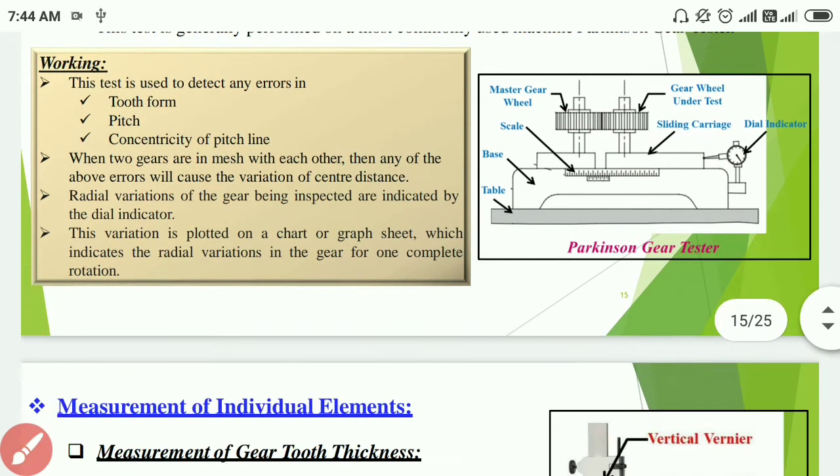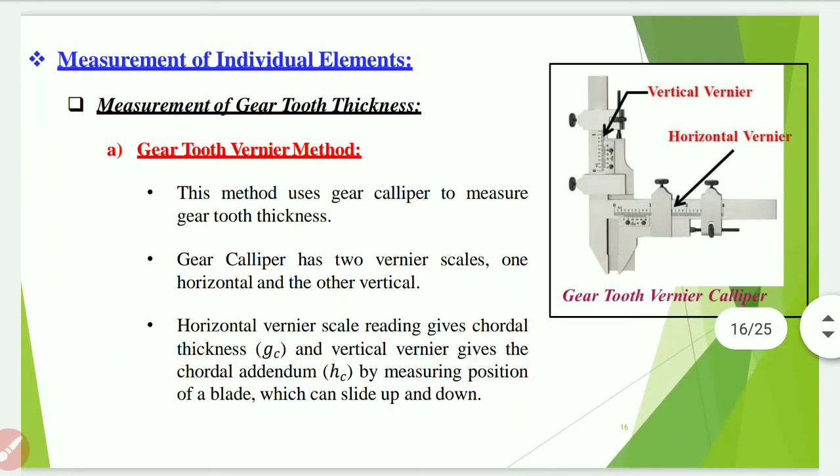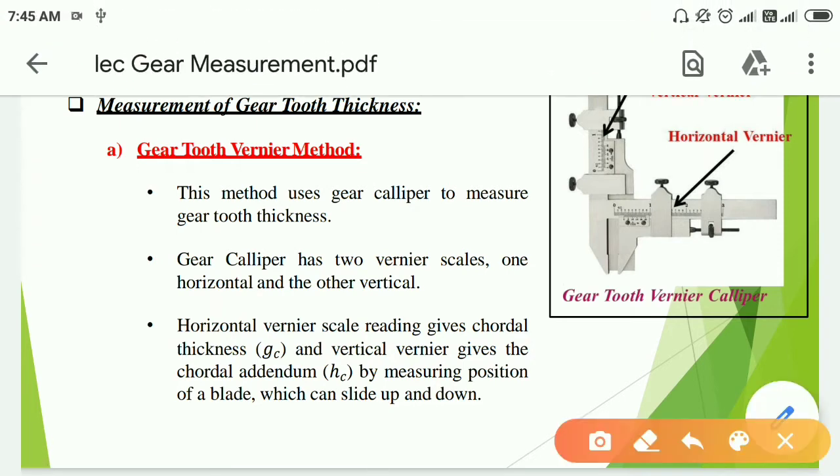Now moving to the next slide, it is measurement of individual elements. Measurement of gear tooth thickness. First is the gear tooth vernier method. This method uses a caliper to measure gear tooth thickness as shown in the figure.